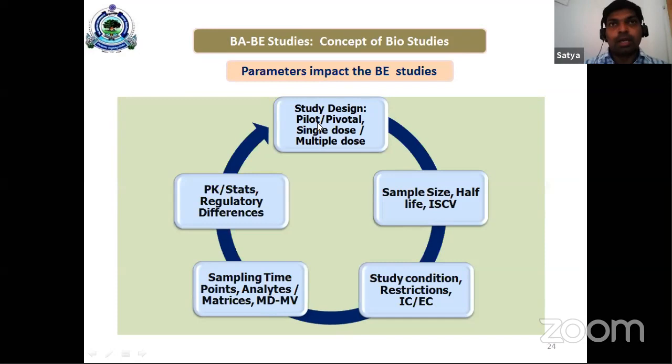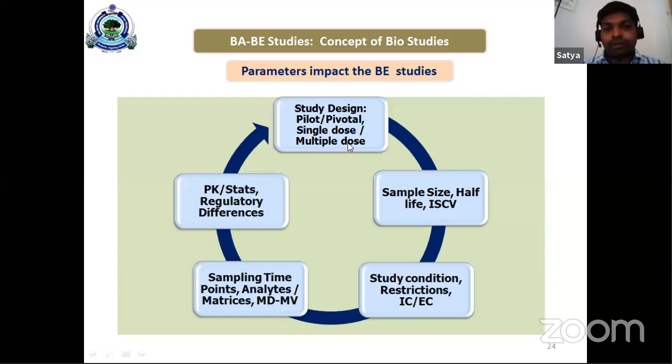Rather than clinical, you have to go with the exhibit batch, and you have a lot of cost involvement with the API and formulation and everything. So before directly jumping into the pivotal, it is better to pilot for complex molecules to understand the biological method, to get some information on the PK sampling time points and all. Then whether it is a single dose or multiple dose study, the regulatory requirement is different for different regions.